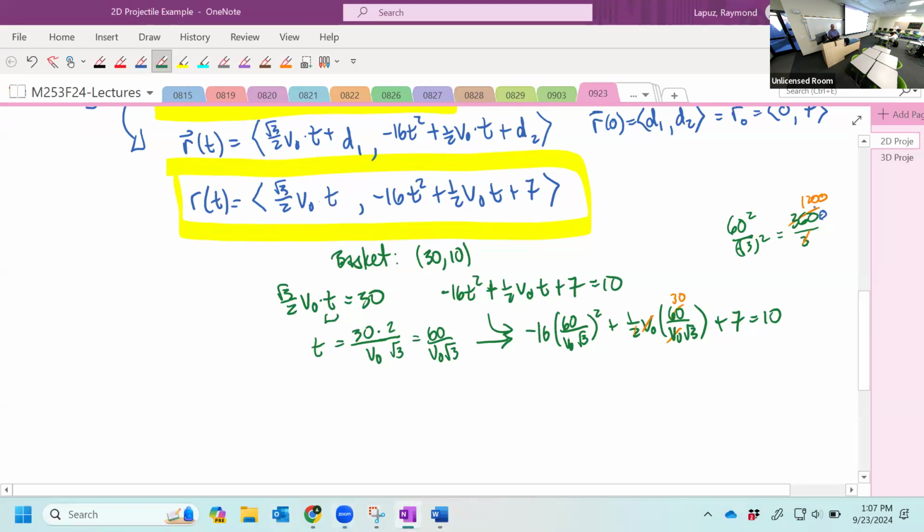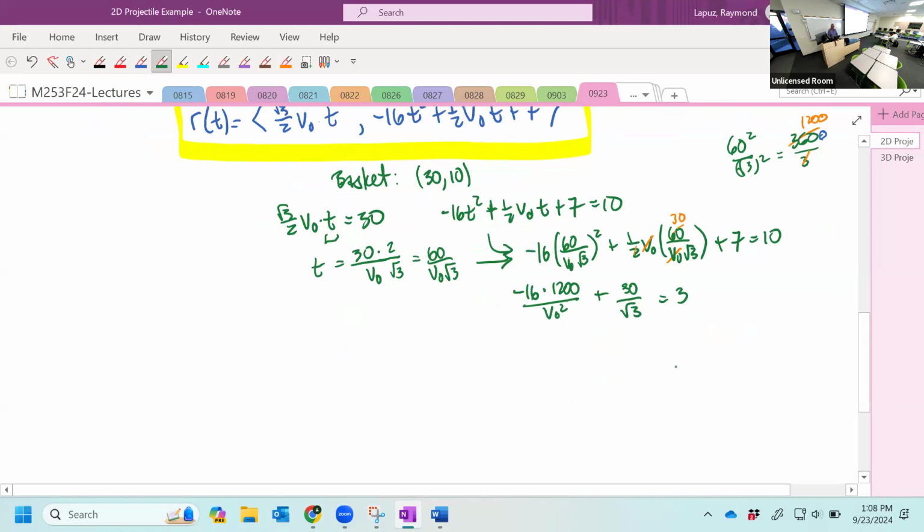So this is 1200. There's a negative 16 still here, times 1200 over V naught squared. Let's see what happened here after we got things canceled and worked out. This is a 30 over root 3. And then let's bring the 7 to the other side. So this will become a 3 here. And then just solve.